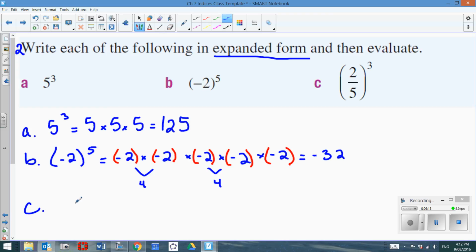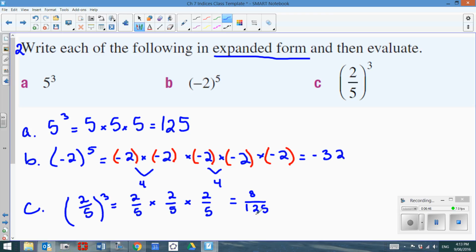Let's try one more. Let's try 2/5, and I'm going to raise 2/5 to the 3rd power. That means I'm going to take 2/5 multiplied by 2/5 multiplied by 2/5. We have to remember how we multiply fractions: numerator times numerator. So 2 times 2 times 2 is going to give us 8. And then denominator times denominator times denominator. We did that one earlier. That's 125. So 8/125 would be our final answer.